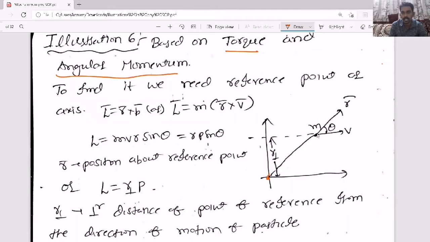angular momentum. If a particle of mass m is moving with a velocity, at any particular instant you have to find its position. Let's take r bar, and there is an angle between position and velocity. Then the angular momentum is defined as r bar cross p bar, the moment of linear momentum. Angular momentum is m into r bar cross v bar, where r bar cross v bar means the cross product, v into r into sine theta, or r p sine theta.